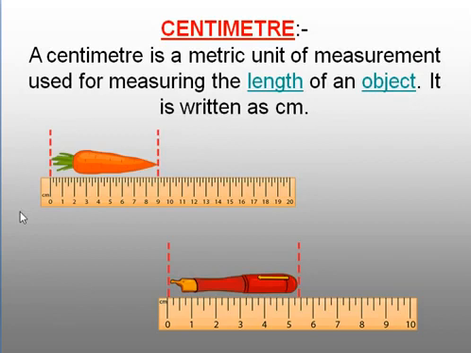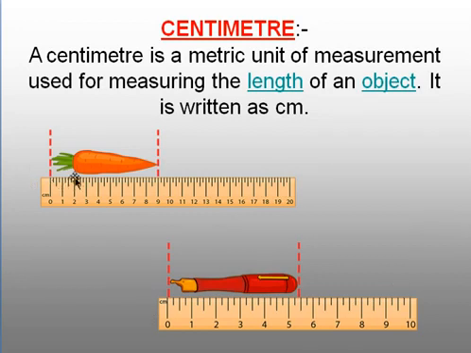Now let us see what is a centimeter. A centimeter is a metric unit of measurement used for measuring the length of an object. It is written as cm. Centimeters are generally measured using centimeter scale that you generally have in your pencil boxes. Those are small scales of length of about 15 centimeter. The longer ones are 30 centimeter scales.